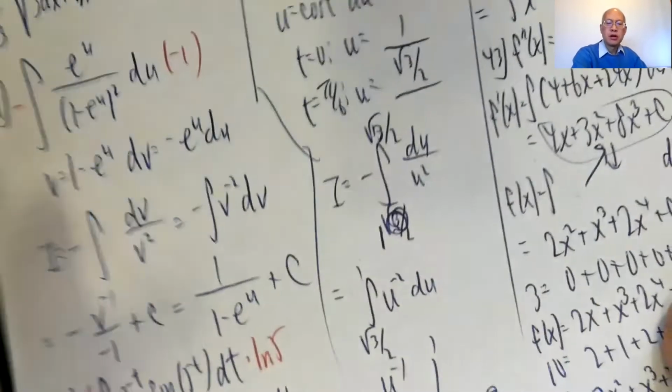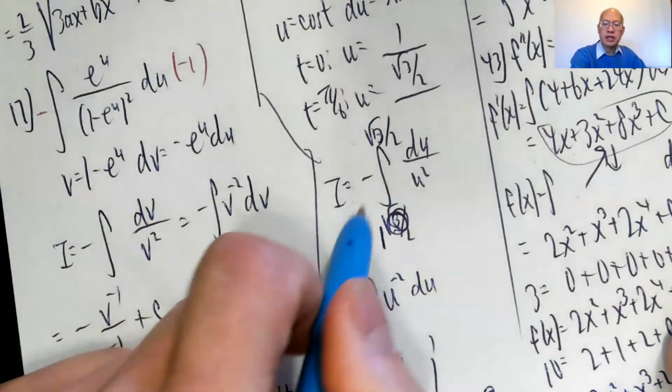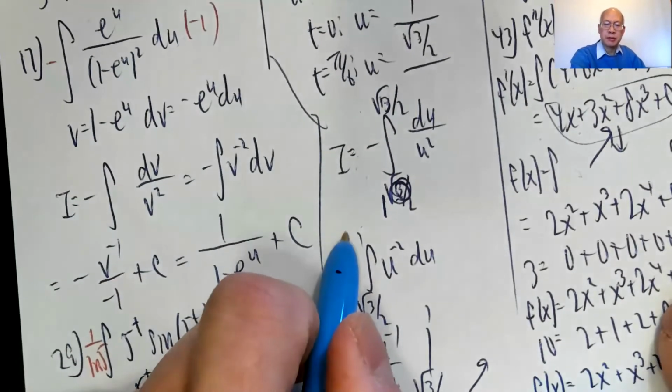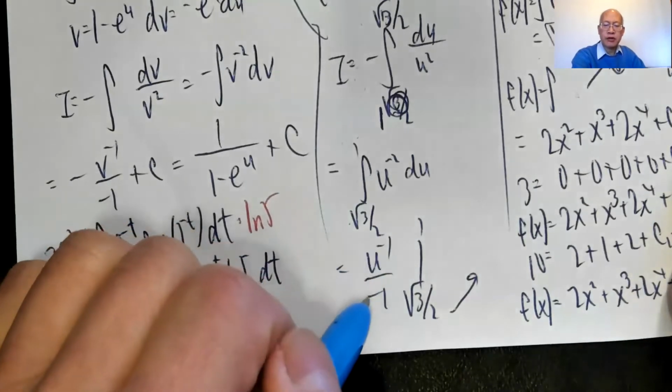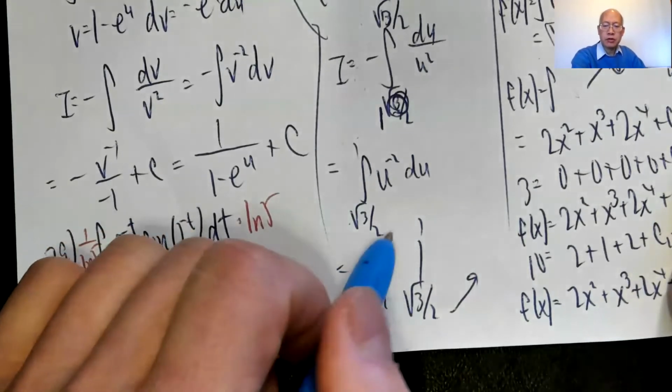squared. Turn these two around and change the limit. So the smaller numbers on the bottom, bigger numbers on top. And this means u to the negative 2. All right, so u to the negative 1 over negative 1 from radical 3 over 2 to 1. That's like negative 1 over u.